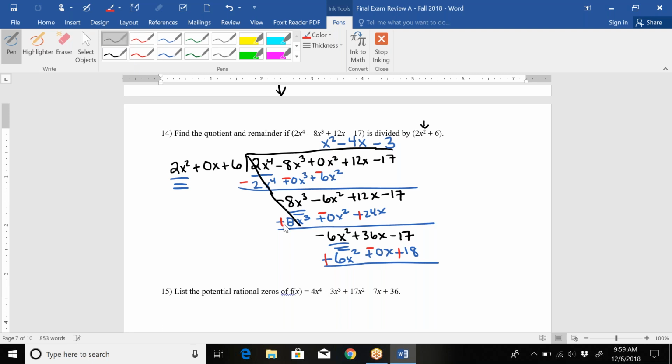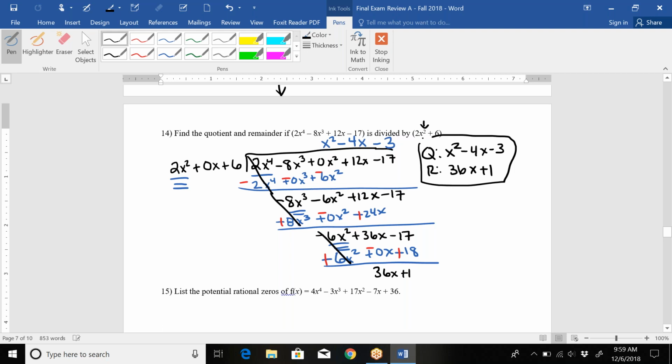And that gives us a remainder now of 36x plus 1, because we cannot put 2x squared into something that doesn't even have an x squared. So our final answer is that our quotient is the top part, and our remainder is the final line where we could not divide even into that anymore. So there we go.